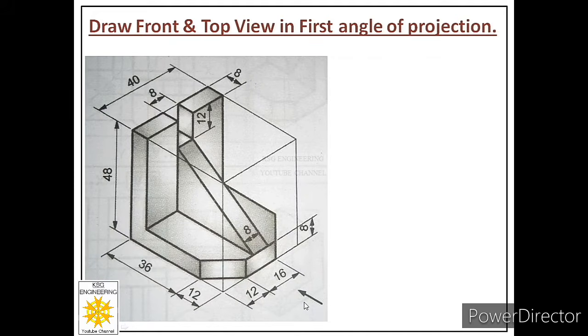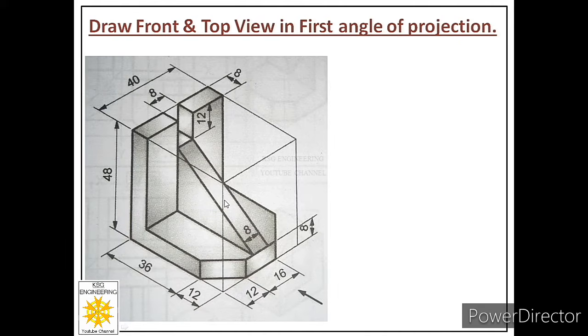After this we have to start with the front view, and we know that when the observer looks at the object from the front, he can see only those faces which are either parallel to VP or inclined to VP, and in this case VP is lying behind the object.